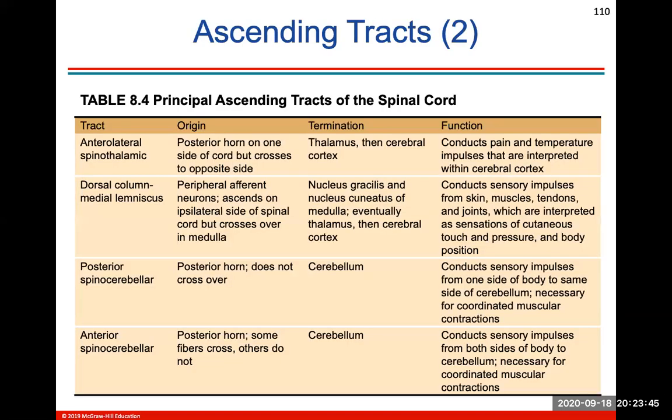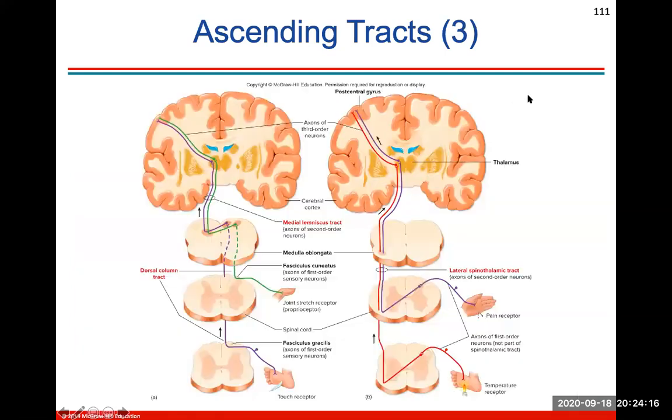This tells you the principal ascending tracts of the spinal cord. These are 4 tracts, where they originate, where they terminate, and what the function is. These are all ascending tracts, so they all conduct sensory information, pain, temperature, and sensory impulses from different parts of the body up to the brain. Some of them terminate in the cerebellum, and some terminate in the medulla or the thalamus. So this is a look at the tracts. Again, think of these ascending tracts as just the pathway that a stimulus takes as it goes up to your brain.